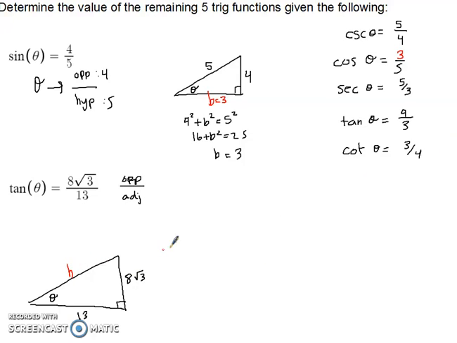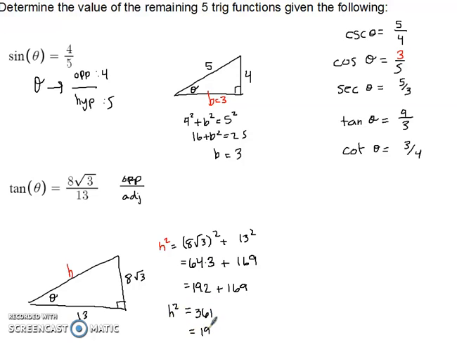I'm looking for the length of my hypotenuse. To find it, I know that h squared is going to be equal to the sum of the squares of the legs, so 8 square root of 3 squared plus 13 squared. So 8 times the square root of 3 squared is going to be 64 times 3 plus 169. 64 times 3 is 192, plus 169. 192 plus 169 is 361. So h squared is 361, which means that h is 19. So the length of this hypotenuse is 19.